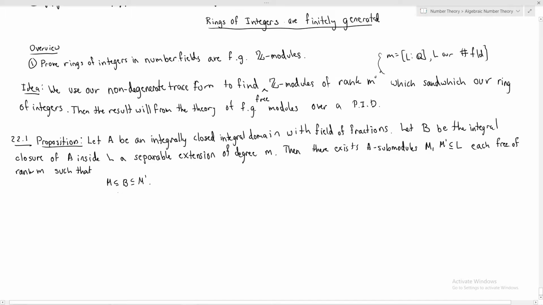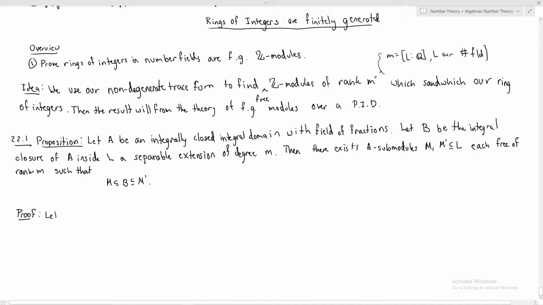Okay, so we're going to construct these two submodules M and M prime. One will be easy, and then for the other we're going to construct an integral basis for L, so a basis of L that lies in B by clearing denominators, and then we're going to take the dual basis and take the A-module that it generates, and those will give rise to these two. So let's go ahead and see this in action.